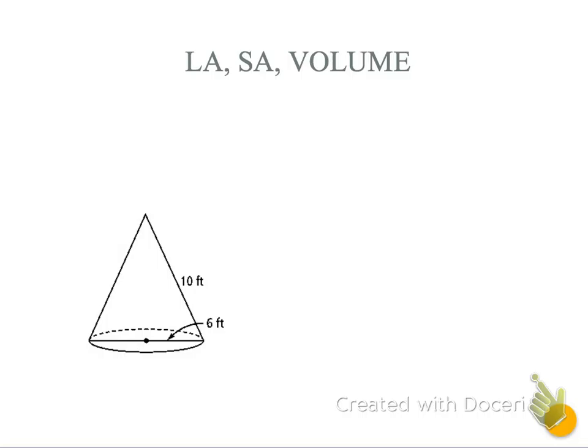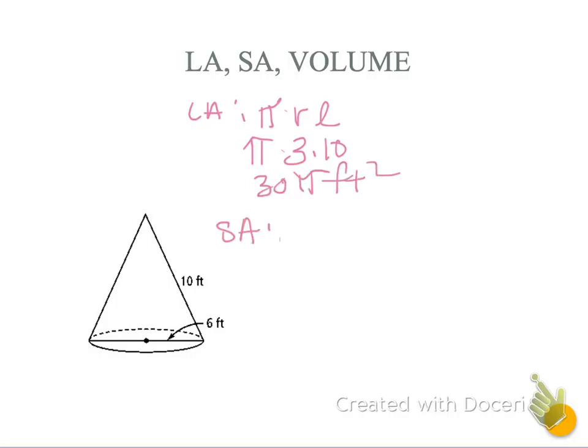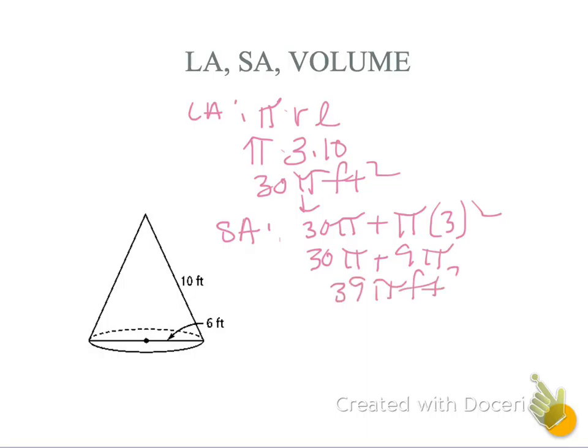Okay, lateral area, surface area, and volume of your cone. So lateral area is pi times your radius times your slant, so pi times your radius, which is going to be 3 this time, times your slant of 10, so 30 pi feet squared. Your surface area is your lateral area, so that 30 pi, plus the area of your base. So we got pi times your radius squared, so 30 pi plus 9 pi, so 39 pi feet squared.